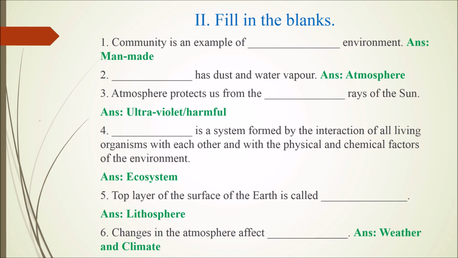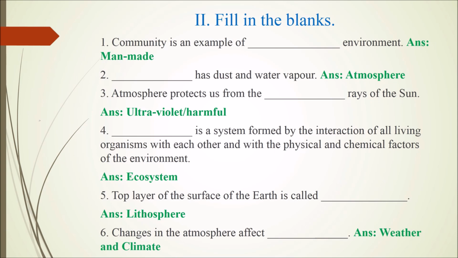Question number 3. Atmosphere protects us from the dash rays of the sun. Answer is ultraviolet or harmful. Question number 4. Dash is a system formed by the interaction of all living organisms with each other and with the physical and chemical factors of the environment. Answer is ecosystem.